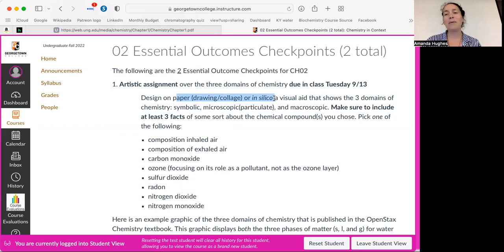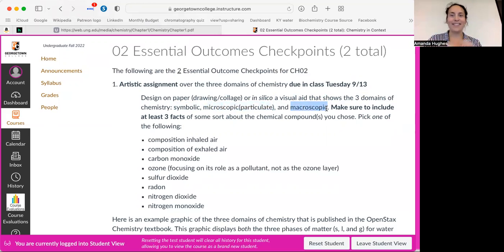So if you have PowerPoint or Photoshop or Adobe Illustrator or anything like that, or an online drawing tool, even if you had a notepad, you could draw it and save it as a PDF. So you can make it either on paper or in silico. A visual aid that shows the three domains of chemistry. Again, that's going to be the symbolic domain, looking at the molecular formulas, the microscopic or particulate domain, looking at the chemical structures of those compounds, and the macroscopic, which is more like the world we see.